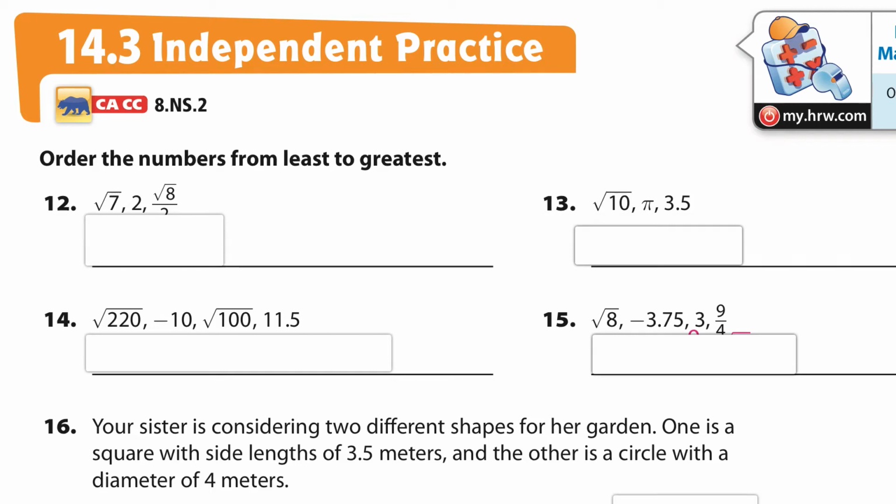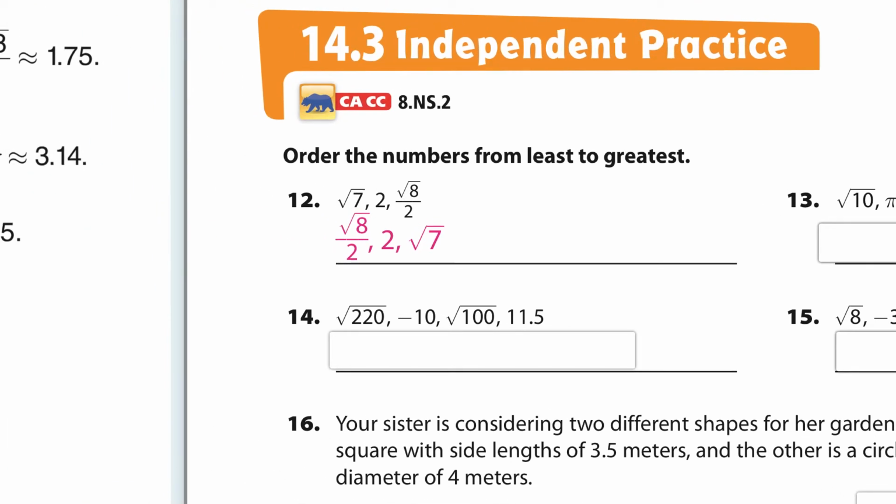Hi, and welcome to the independent practice for lesson 14.3, which is about comparing rational numbers. So we're going to first compare these rational numbers, and I'm going to tell you right now, this is the order. The square root of 8 over 2, well, let me show you real quick.